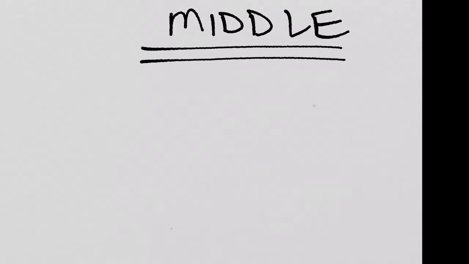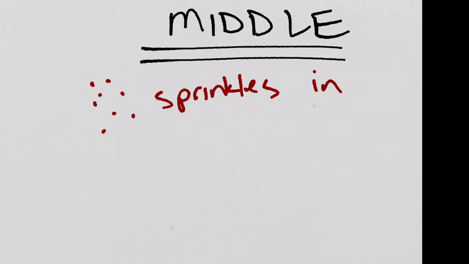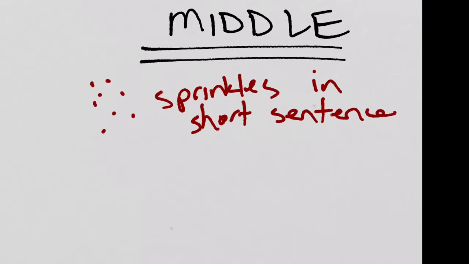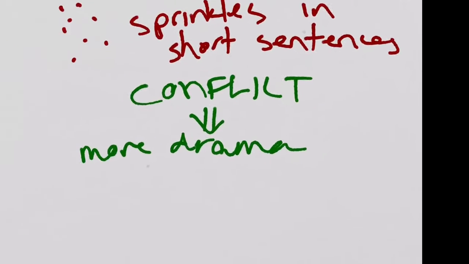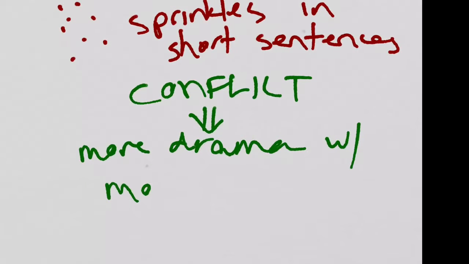Okay, we're going to move on to the middle of the article and look at some of the sentences he uses. In the next section, he sprinkles in some short sentences just to keep it from getting too boring. When we're talking about the past and some things in his history, he sprinkles in some short sentences along with the longer ones. But then we see a bunch of them when we get down to the conflict again. So when we get into the conflict, I want you to add more drama with more short sentences.